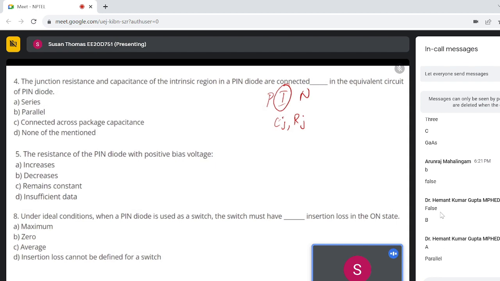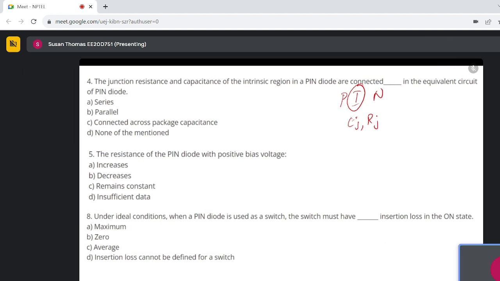Okay, I have answers. Parallel. Yes, right. So they are connected in parallel. Okay. Now coming to the next question. I hope you can read the question and give me the answer. It's a simple question. How does the resistance of a pin diode vary with the positive bias voltage?